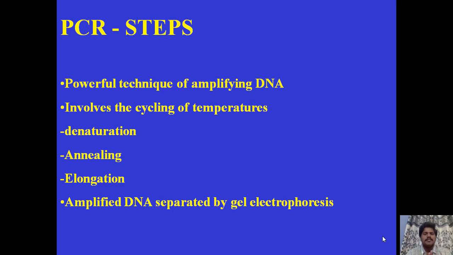Then, what are the different steps involved in this PCR? PCR works on the basic principle of the Peltier effect, and this powerful technique of amplifying DNA involves cycling of the temperatures. There are three steps in PCR. The first step is denaturation, annealing is the second step, and the third step is elongation. The amplified DNA is separated by gel electrophoresis.